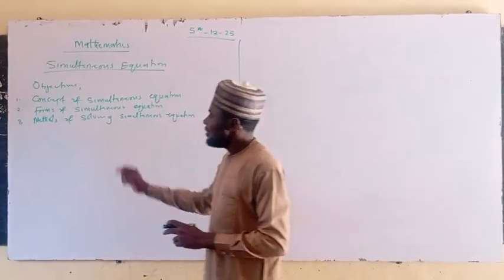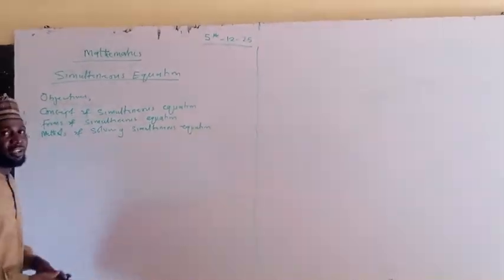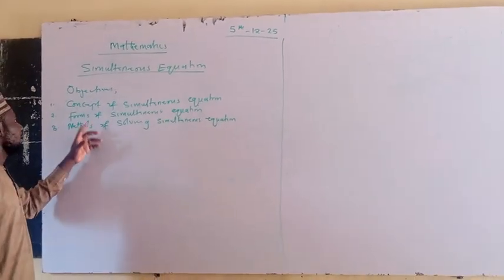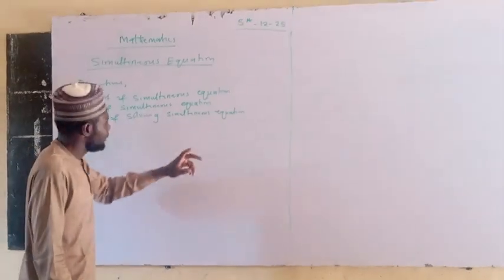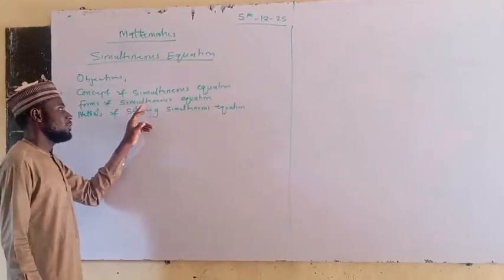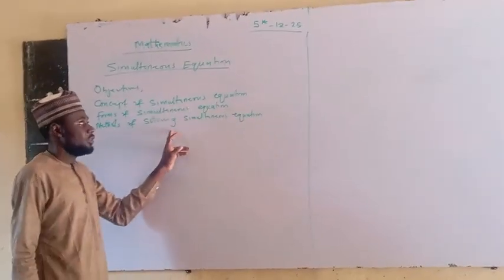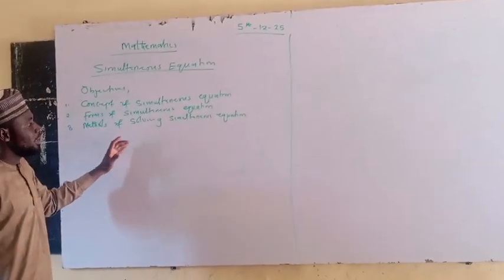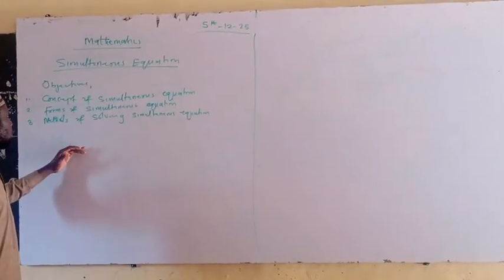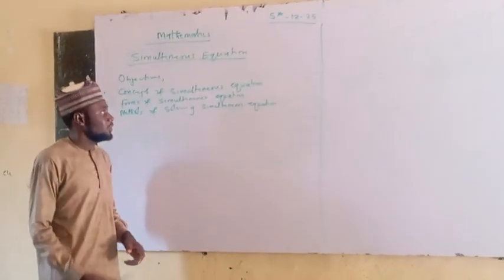Now, class, this is the objective of what we intend to achieve in this very class: the concept of simultaneous equation, forms of simultaneous equation, methods of solving simultaneous equation, and we'll be solving one or two problems related to simultaneous equation. Okay, concept of simultaneous equation.